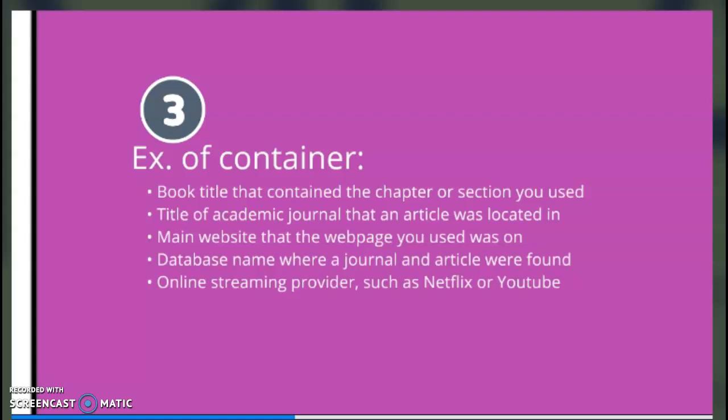Then you give the container. So here are some examples of what containers are. Book titles that contain the chapter or section that you used, the title of the academic journal that the article was actually located in, a website that the article is posted to, a database name where a journal and article are found, or an online streaming provider such as Netflix or YouTube if the source is a video.